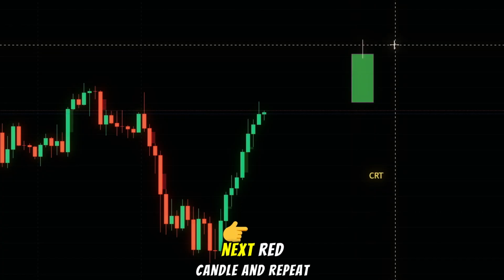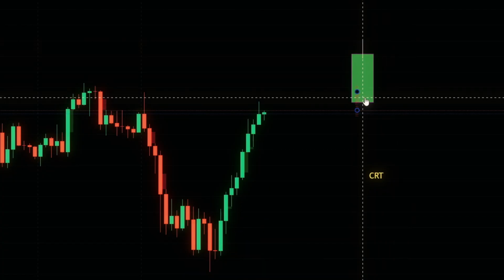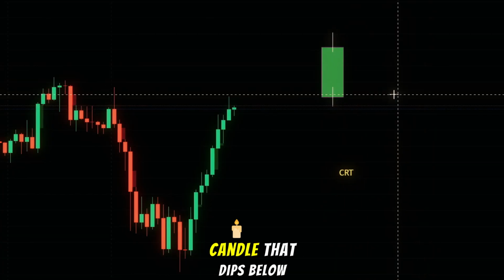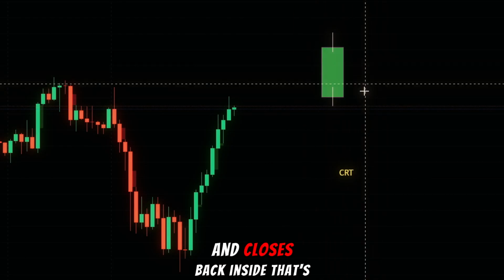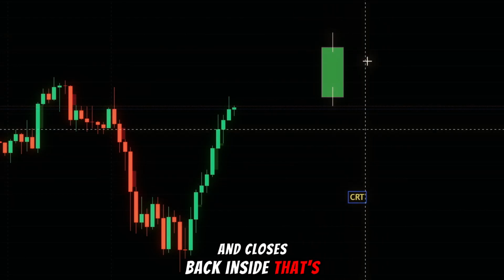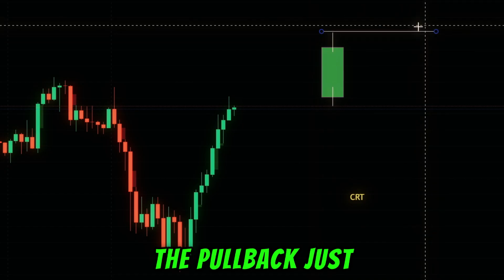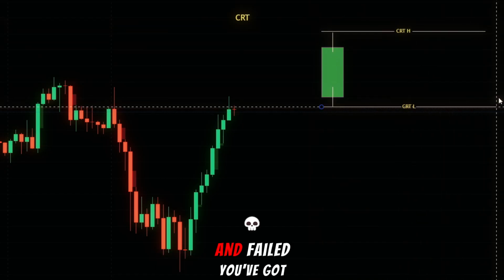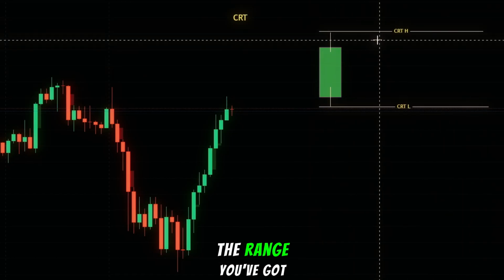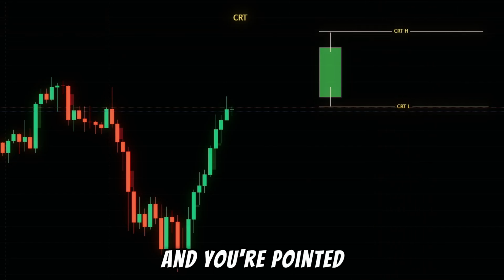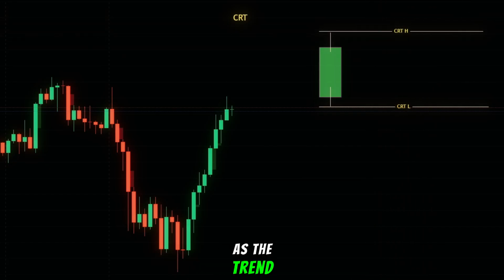Move on to the next red candle and repeat. But when you finally get a candle that dips below the low and closes back inside, that's your signal. The pullback just took the seller's liquidity and failed. You've got the range, you've got the sweep, and you're pointed the same way as the trend.